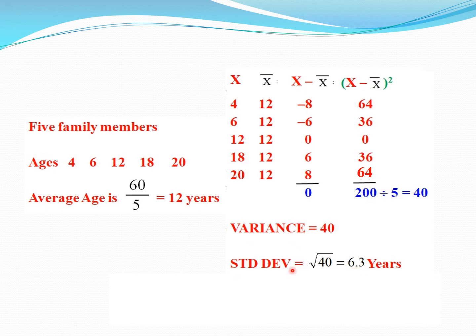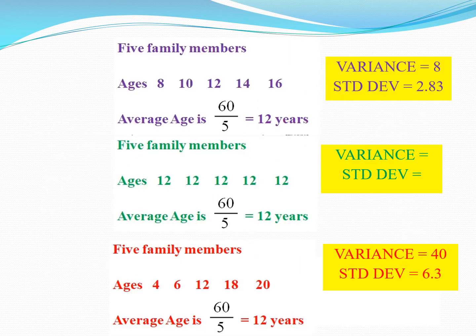So this is kind of somehow a measure of how spread out this data is about the mean. So the standard deviation is 6.3 years. So 6.3 kind of somehow represents how spread out the data is in that example there. So feeding that information back in, the variance was 40 for that set of family members, standard deviation 6.3.